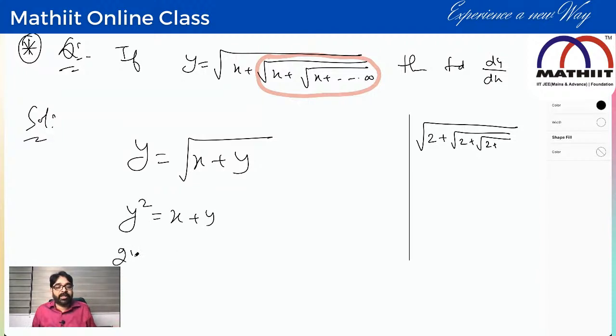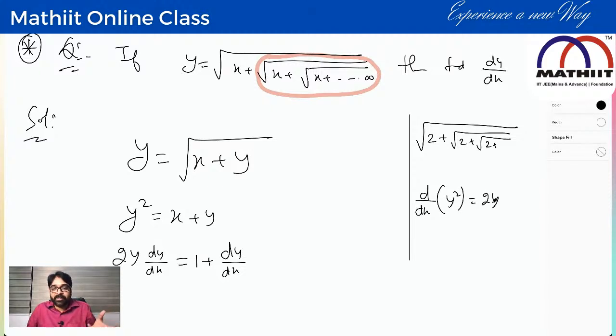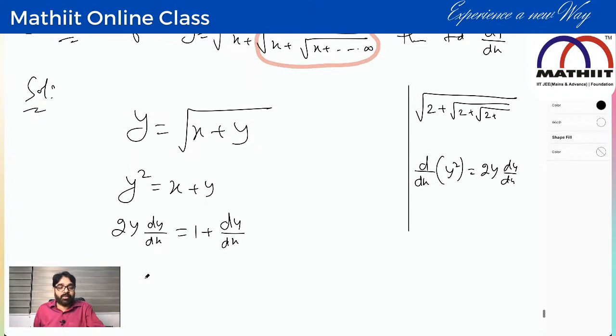Differentiate both sides with respect to x, you will get 2y dy by dx equal to 1 plus dy by dx. Have you understood? Differentiation of y square with respect to x gives 2y. Something square differentiation is 2 into something, into its differentiation, dy by dx. That's what I wrote. And d by dx of x is 1, and d by dx of y is dy by dx. We have to get dy by dx, so shift it to one side. So dy by dx will be 1 by 2y minus 1. This is the answer.